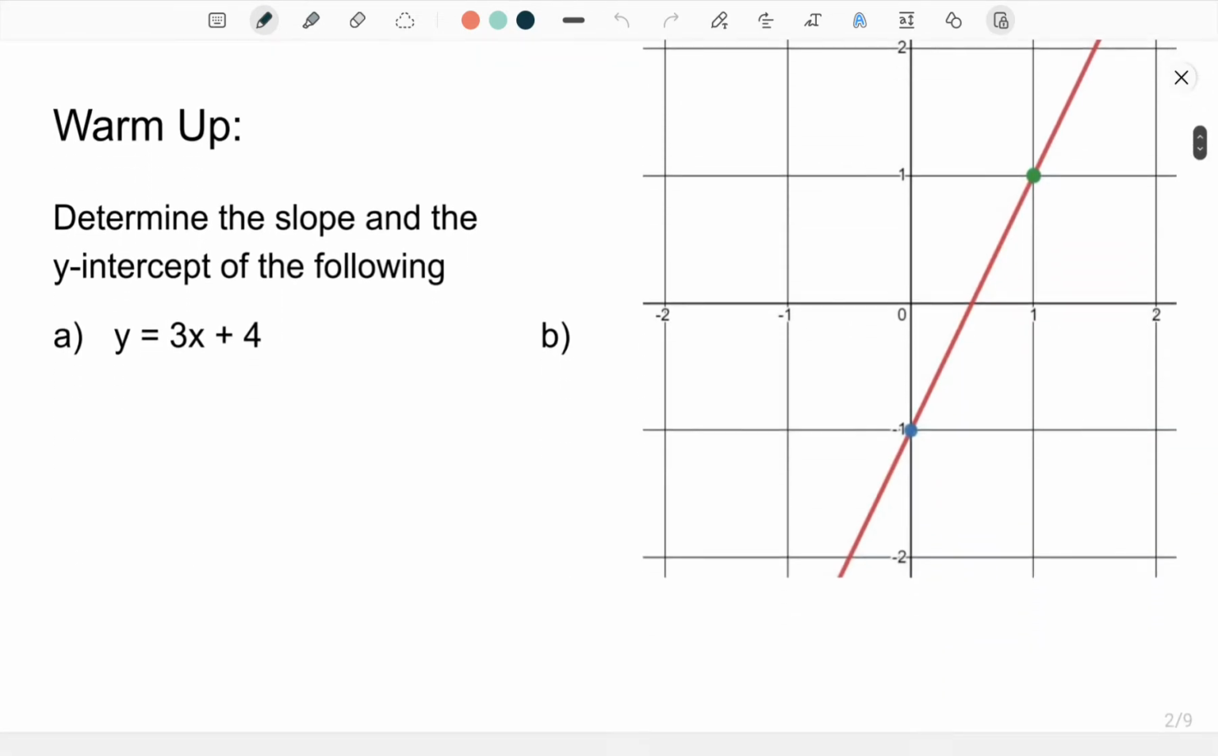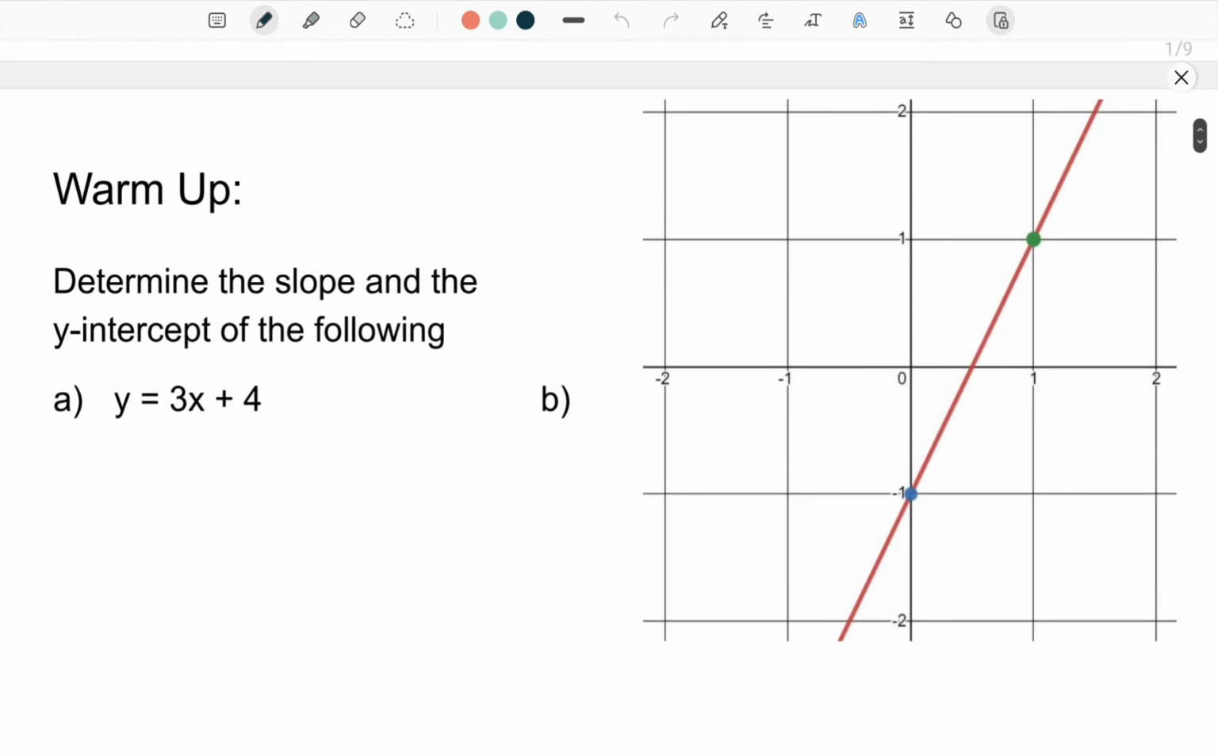Okay, so just a quick little warm-up, just as a reminder about some key things about lines. So let's determine the slope and the y-intercept of the following. So let's say if we have an equation in this form. If we have an equation written like this, it's what we call y equals mx plus b form, where you have your y on the one side and then x and a number on the other side.